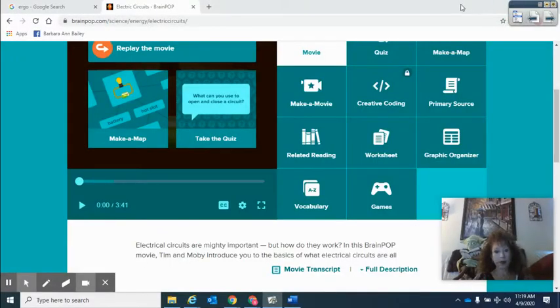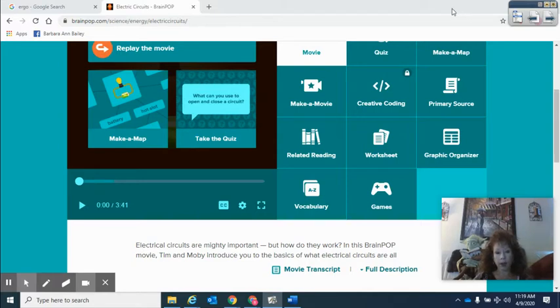Okay, guys, so that was our little Brain Pop video, but I think Tim and Moby did a good job of explaining electrical circuits. So we know that electricity needs a path to flow along, and that path is called a current. And then the circuit is when there is a complete path for the electricity to flow.